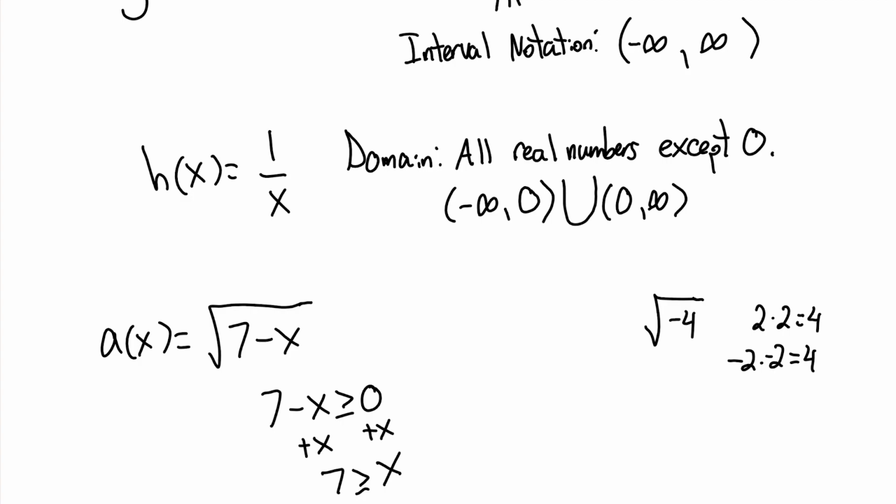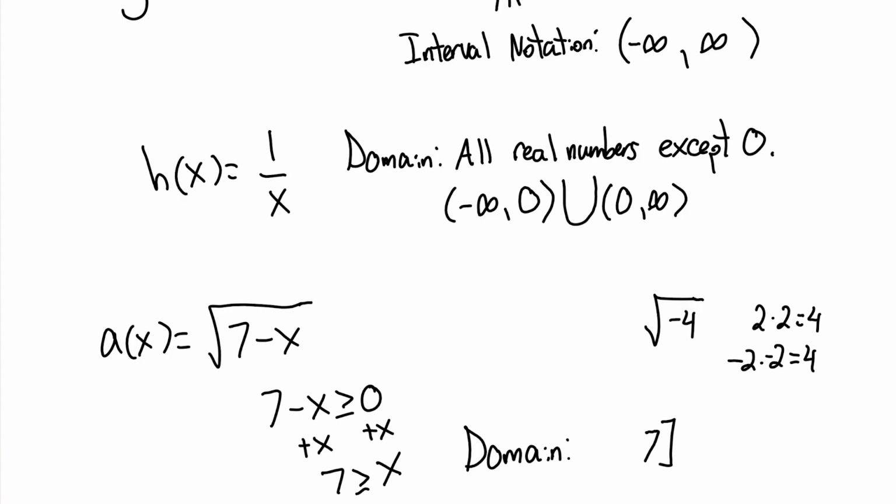Okay. So in interval notation here, we would write, so 7 is the largest number that it can be. So 7 will be the second number. And notice I'm using a bracket here instead of a parenthesis. This is because 7 can be one of the numbers, right?